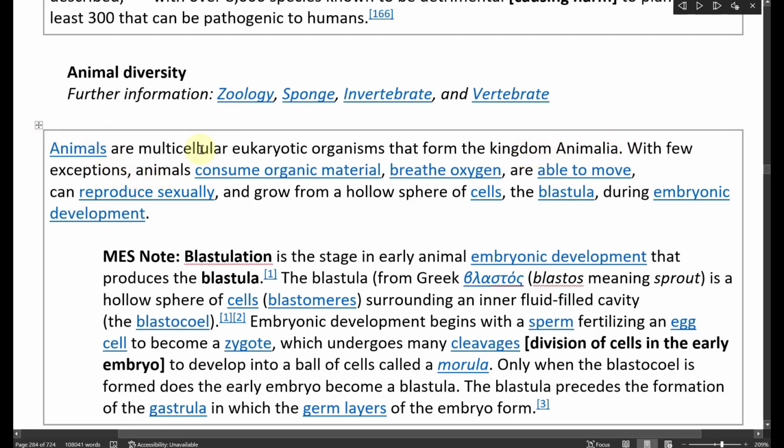With few exceptions, animals consume organic material, breathe oxygen, are able to move, can reproduce sexually, and grow from a hollow sphere of cells called the blastula. And this is during embryonic development. Yeah, it's very interesting. So continue further.